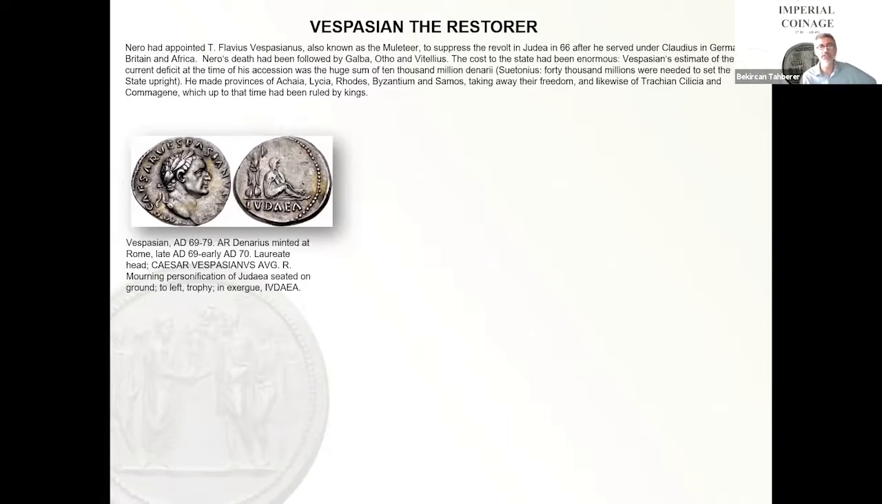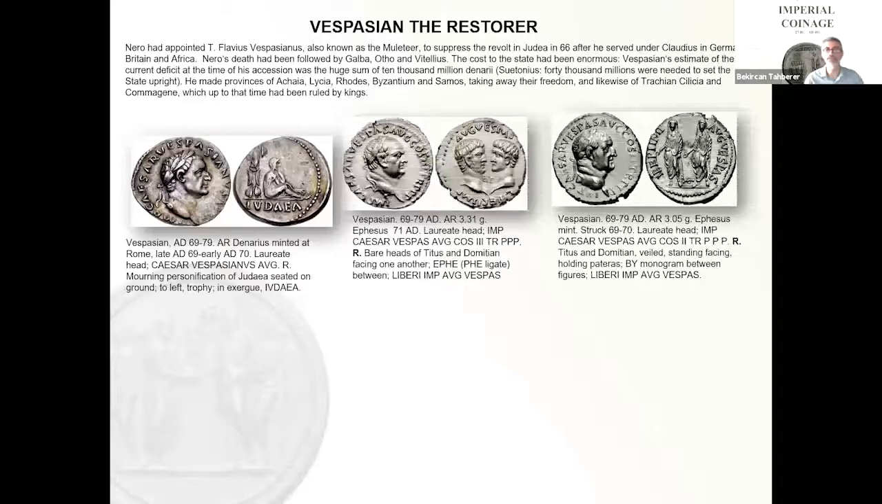Likewise, Cilicia and Commagene were all connected to the imperial administration. And his reign lasted only 10 years, but he implemented some incredible changes to strengthen the finances of the empire.